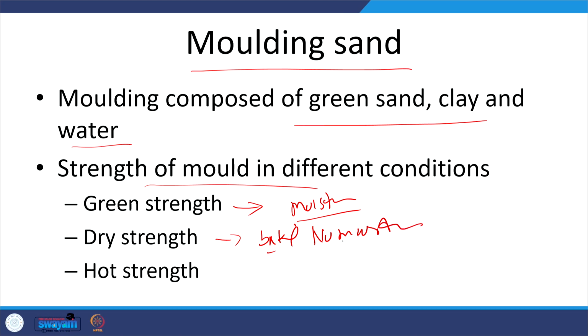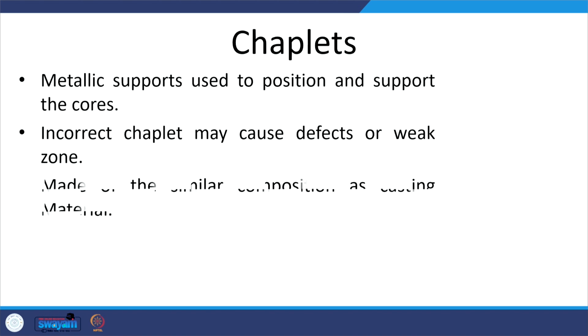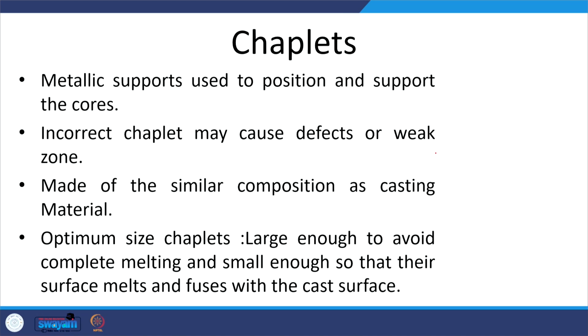in that case, the strength of the mold is known as dry strength. And the strength of the mold under the condition of the temperature of the molten metal, that is, the strength of the mold at a high temperature corresponding to the molten metal temperature, is known as hot strength.